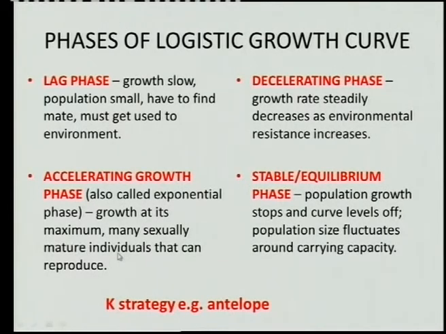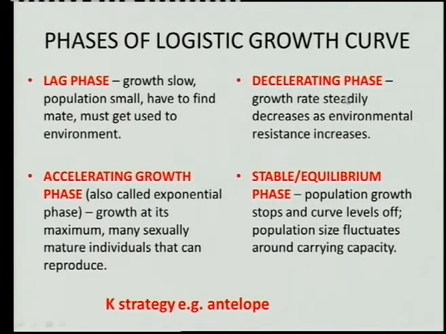Now, as we have spoken about this, we're going to run through this quickly. There you can see the growth is slow because the population is small. They still have to look and find a mate to reproduce with, and they must still get used to the environment, which means they have to settle in and build nests, etc. Then we have the accelerating growth phase, also the exponential phase, and there growth is at its maximum, because many of them are sexually mature and they can reproduce. And then it will slow down.